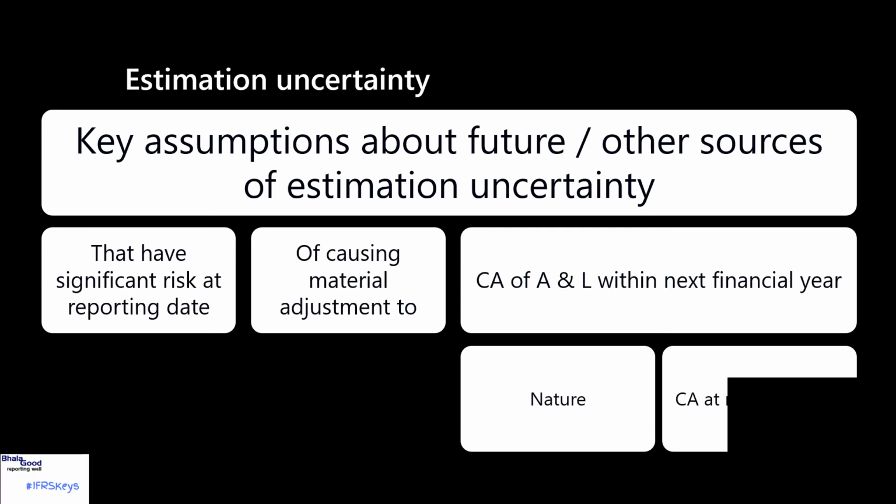In the context, obviously, of coronavirus, we're looking at much more estimation uncertainty. And if there is a significant risk of the carrying amount changing within the next financial year, specifically looking at a material adjustment, then both the nature of that estimation uncertainty and the carrying amount of the asset or the liability should be disclosed.